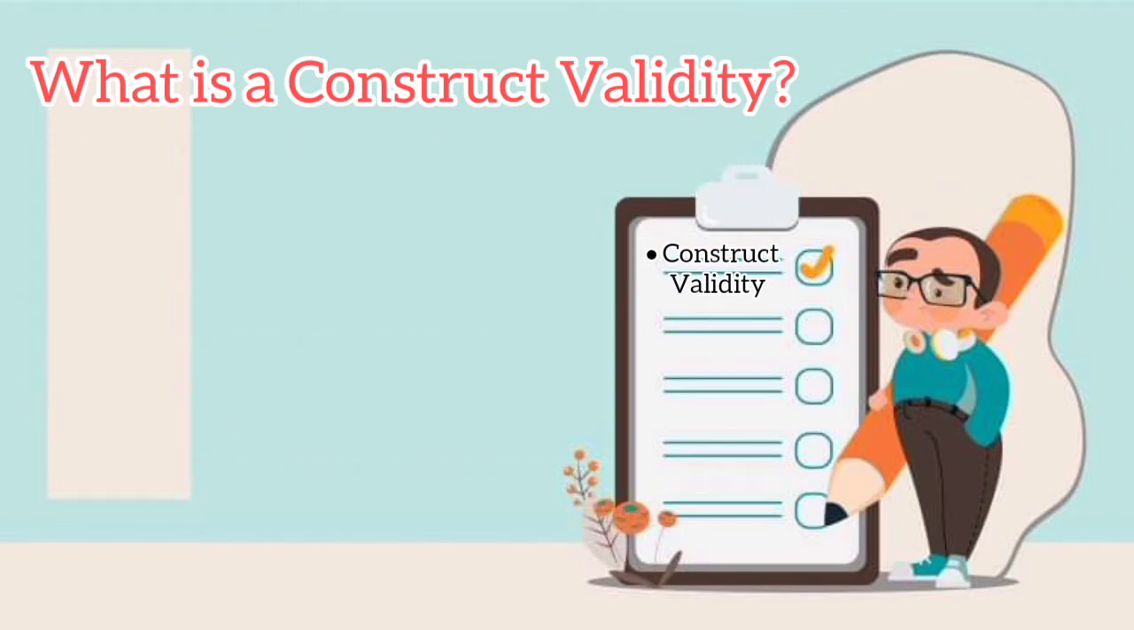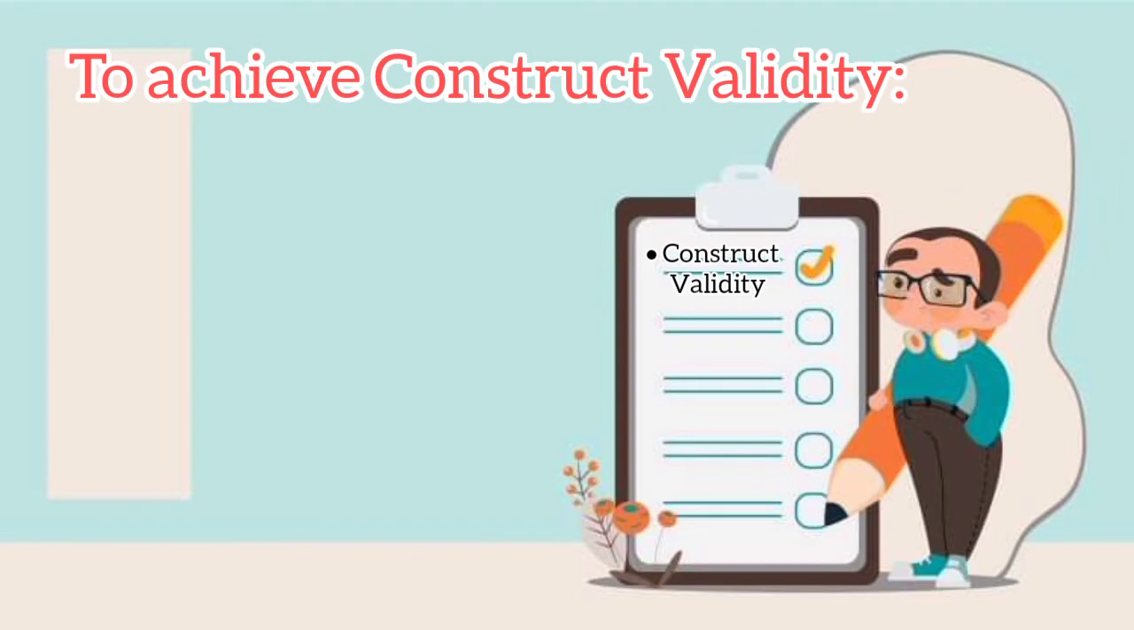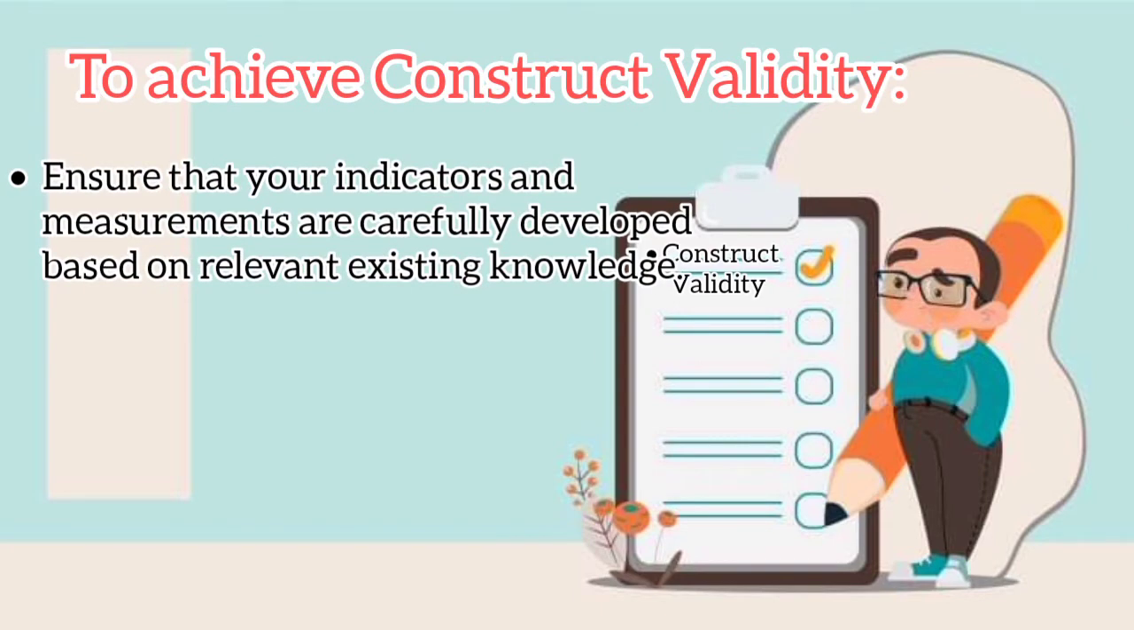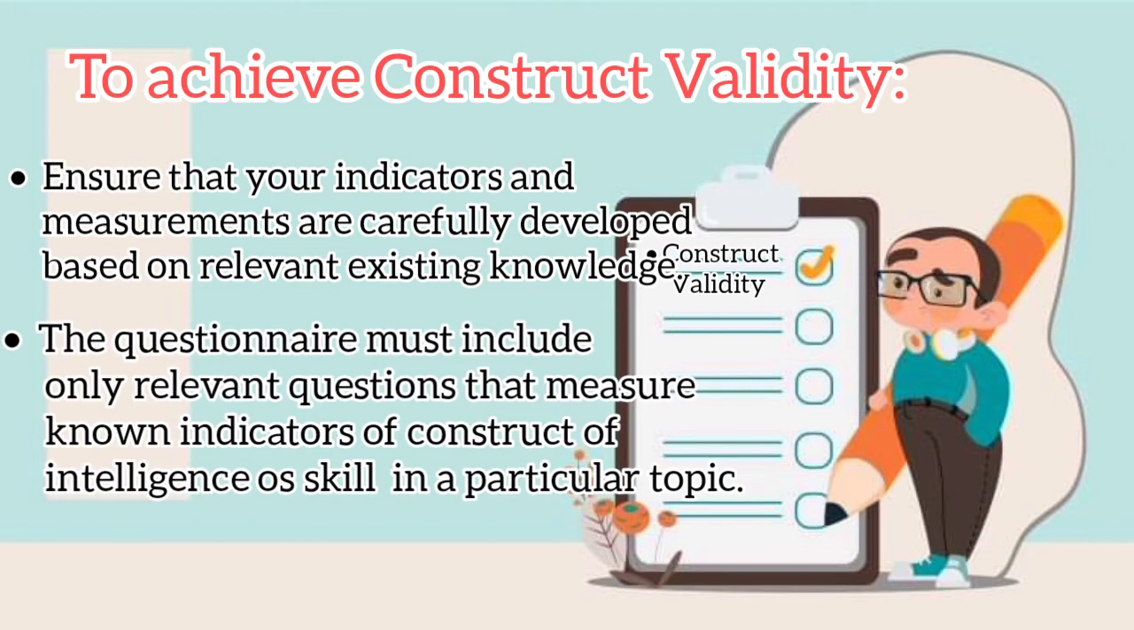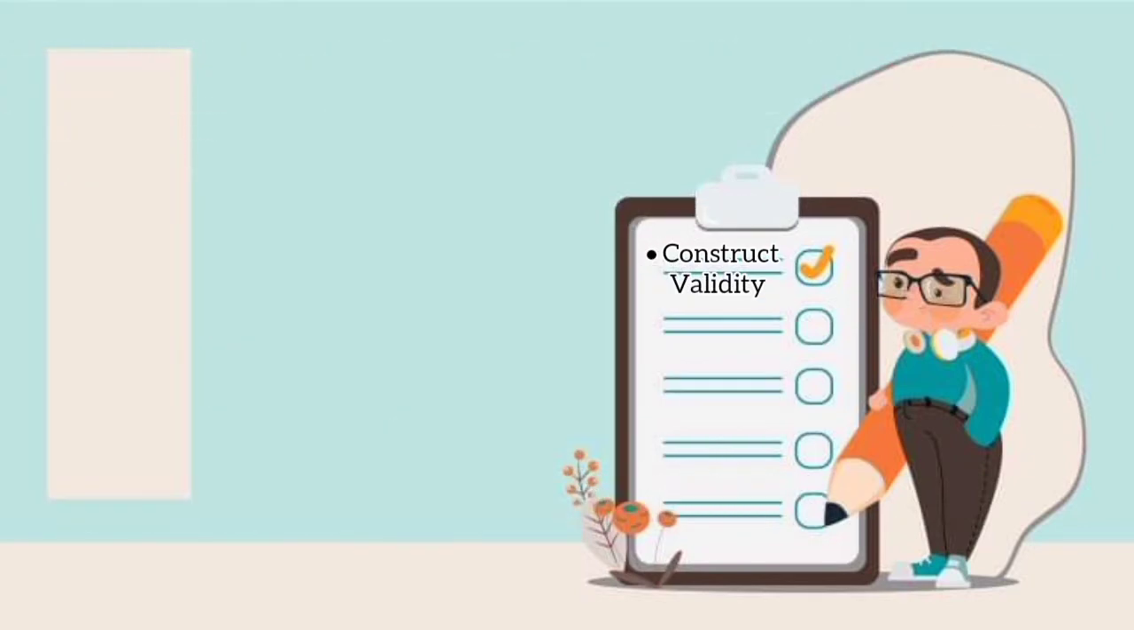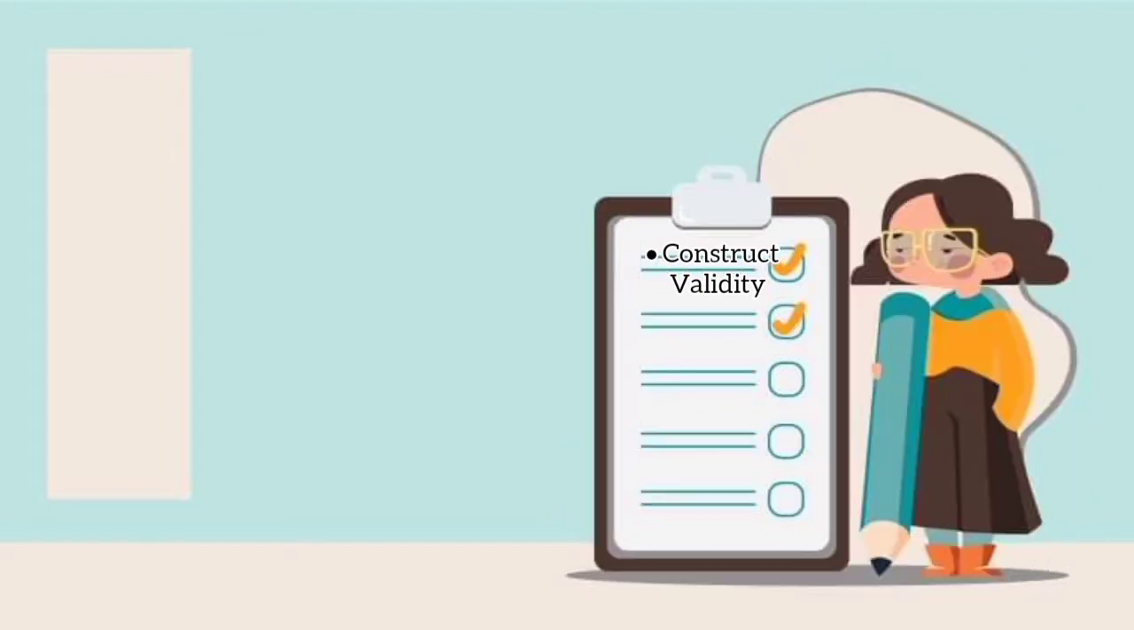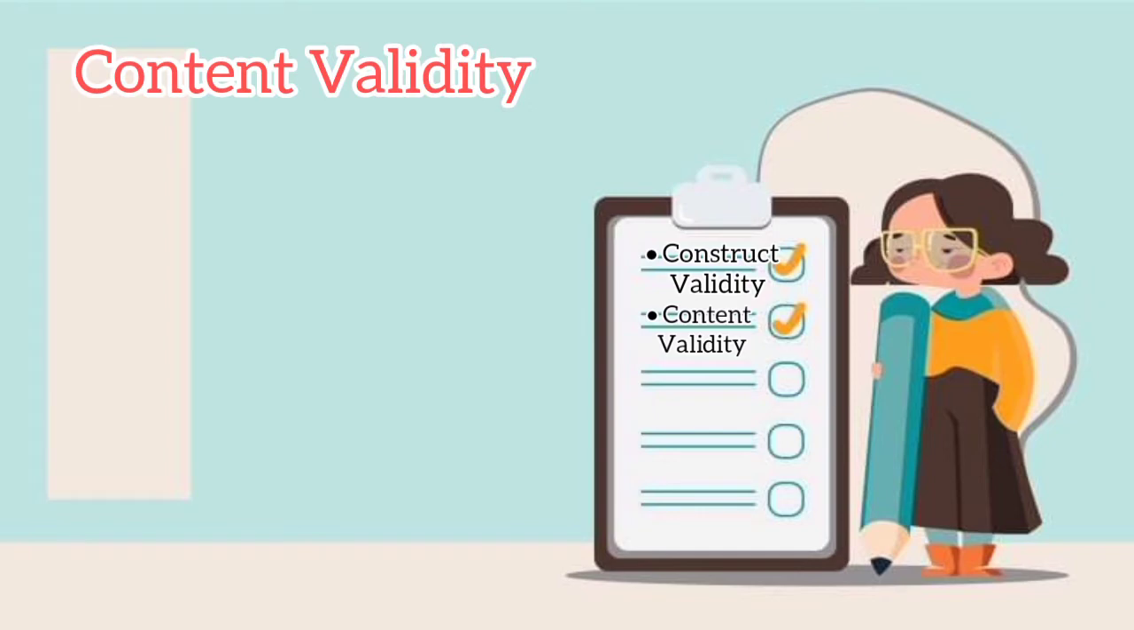To achieve construct validity, you have to ensure that your indicators and measurements are carefully developed based on relevant existing knowledge. The questionnaire must include only relevant questions that measure known indicators of the construct of intelligence in a particular subject or topic. The other types of validity on the next slide can all be considered as forms of evidence for construct validity. Next is the content validity.